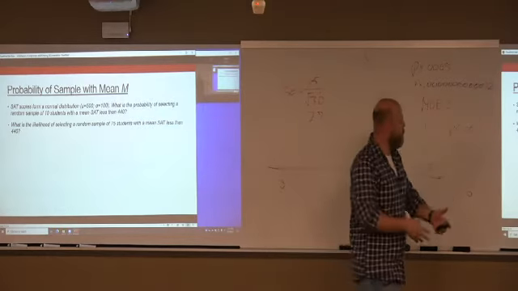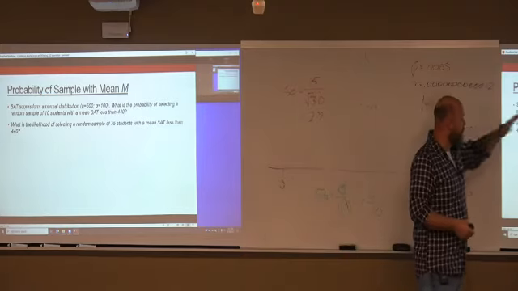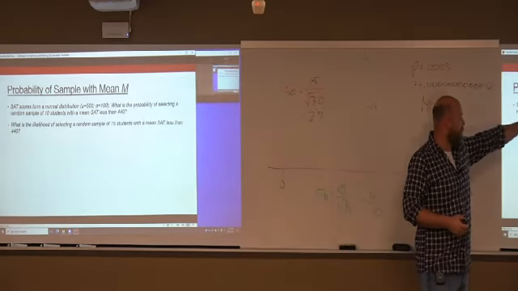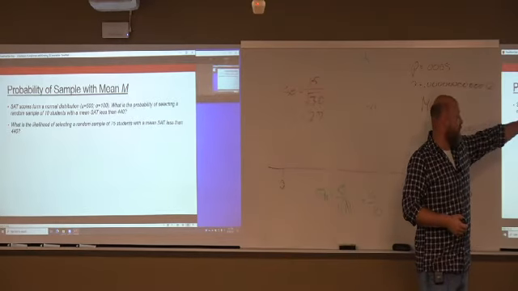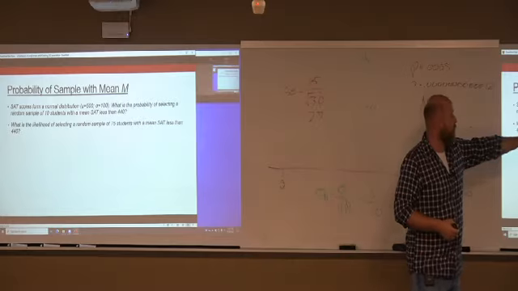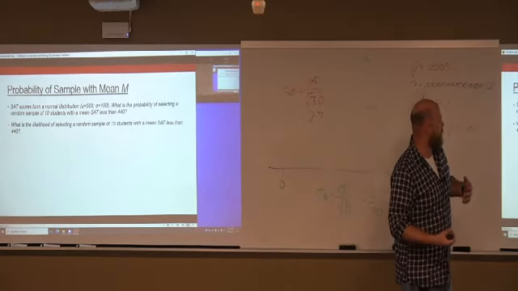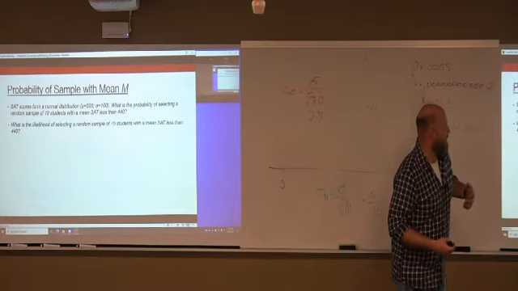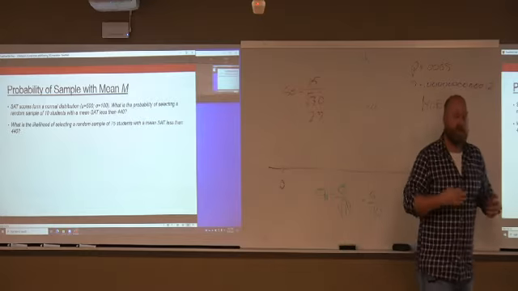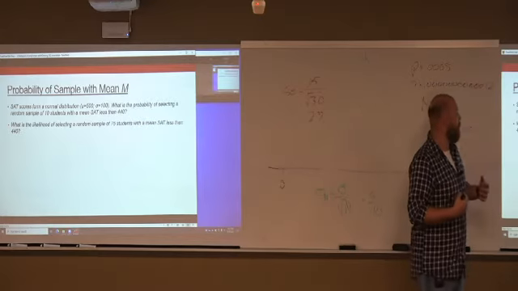So if we want to think about this, we know that SAT scores have a normal distribution in the population, mean of 500, a standard deviation of 100. Okay. So we want to know what's the probability of selecting a sample of students with a mean SAT less than 440 if it's a true random sample. Okay.